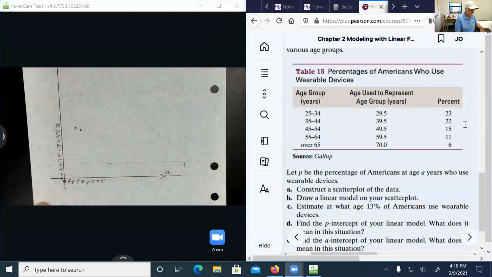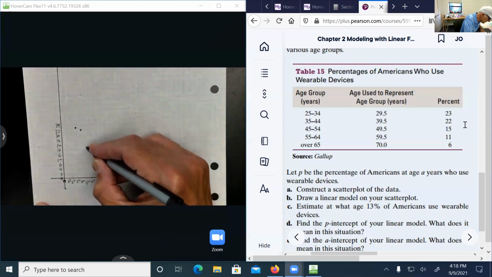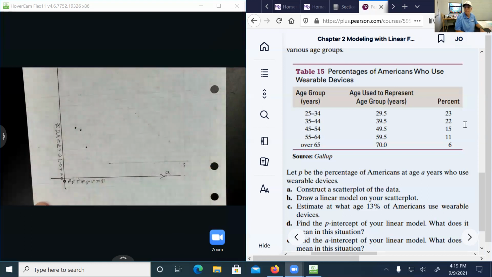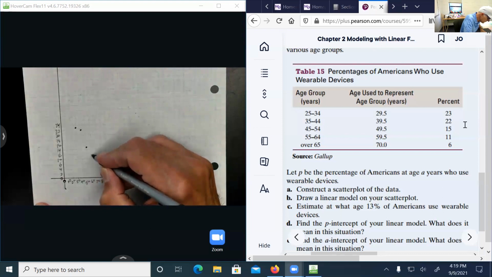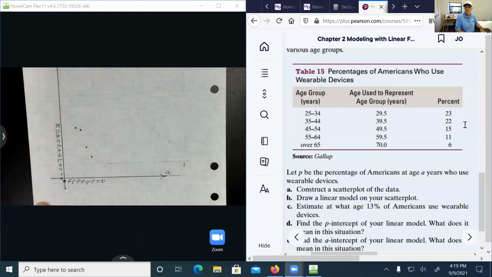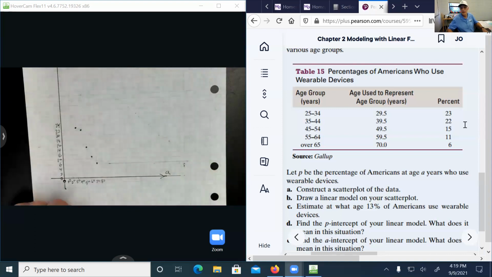49.5, 15. That's basically 50, 15. 50, there's 16, there's 14. Halfway between 14 and 16 will be 15. 59.5, which is basically 60, 60, 11. Here's 60, here's 12, here's 11. And finally, 70, 6. 70, 6. This is our last data point. This is part A, construct the scatter plot.